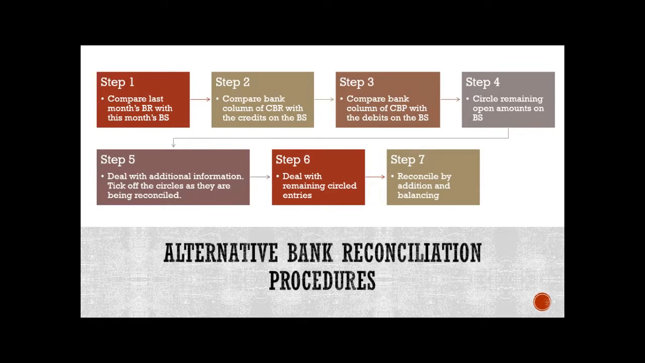Then you compare your bank column for your cash book receipts with the credits on the bank statement. The next step is comparing your cash book payments with the debits on your bank statement, and you circle any remaining or opening items on the bank statement, and then you go look at the additional information, whether it's an error or whether it is a different company's information. Once you've circled it, it would either be resolved by the additional information or it will end up on your bank recon. Once you've dealt with something, just tick it off. Whatever is remaining of the circled entries goes to your reconciliation.